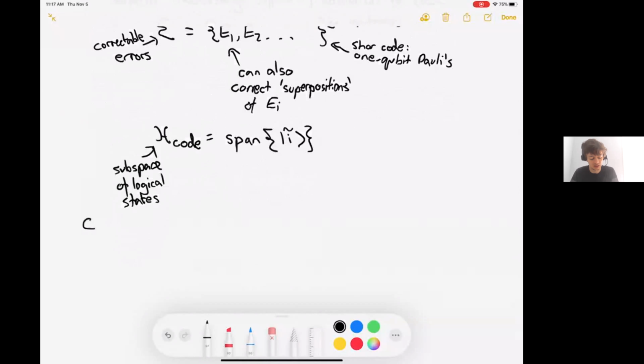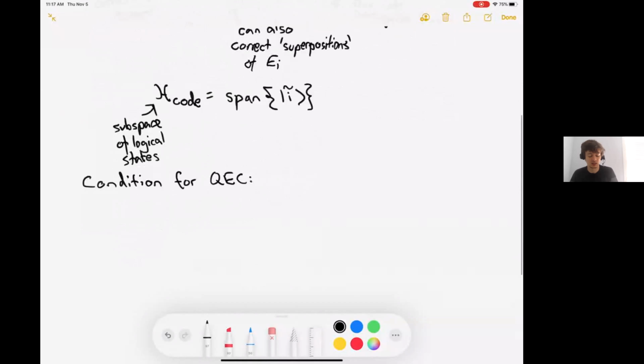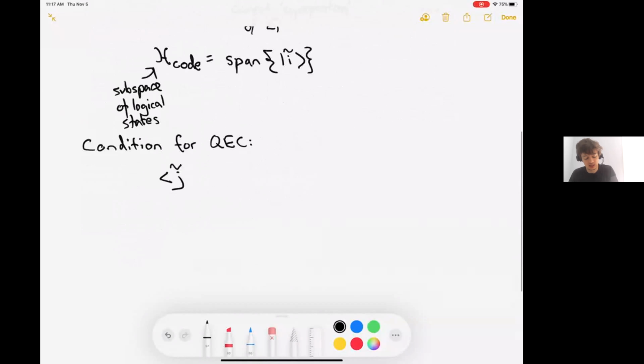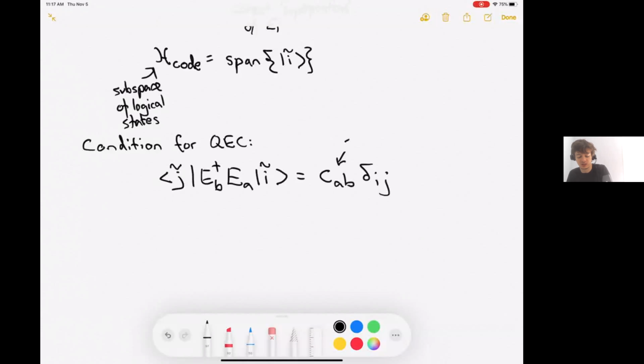Okay, and then we're now ready to define the condition for quantum error correction, which is that for any |j̃⟩, any error E_B†, any other error E_A, and any initial state |ĩ⟩, that inner product ⟨j̃|E_B† E_A|ĩ⟩ has to be equal to C_AB δ_ij for some matrix C_AB that is independent of i and j.